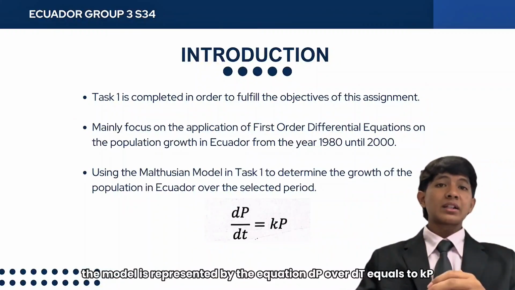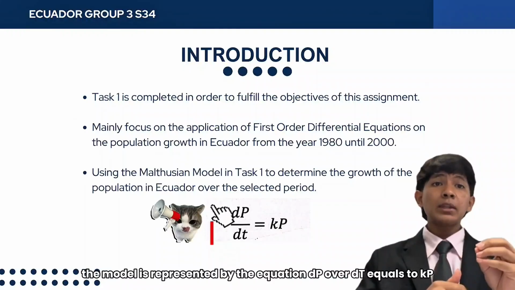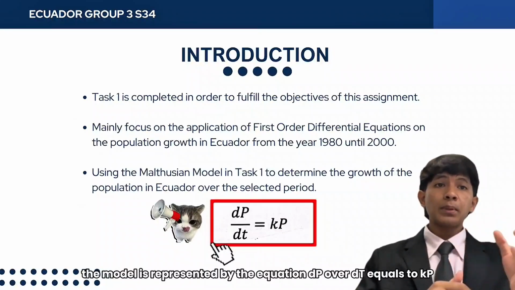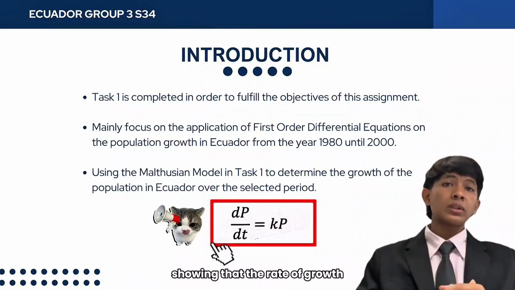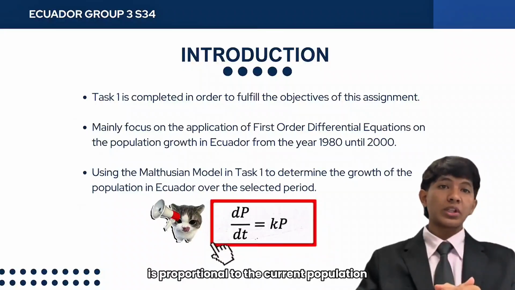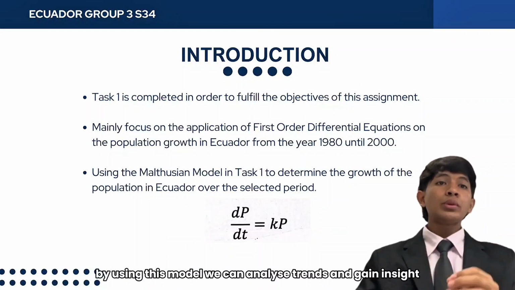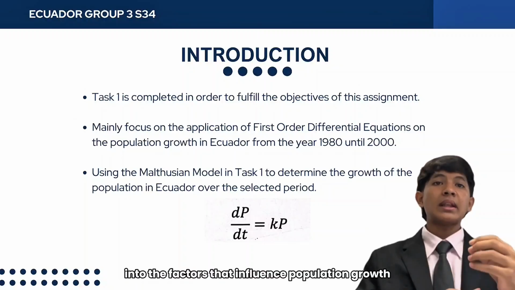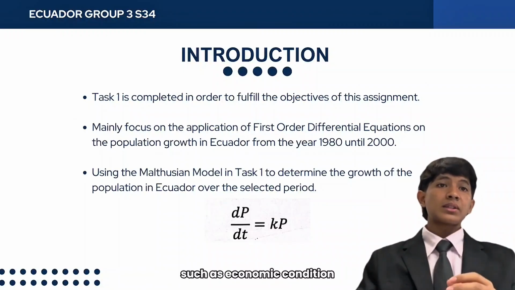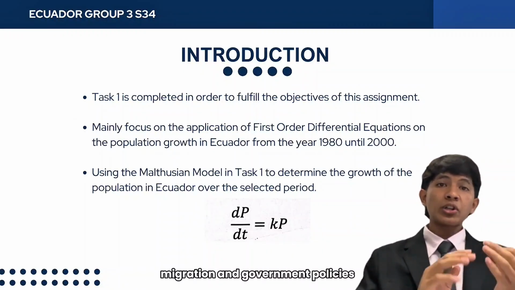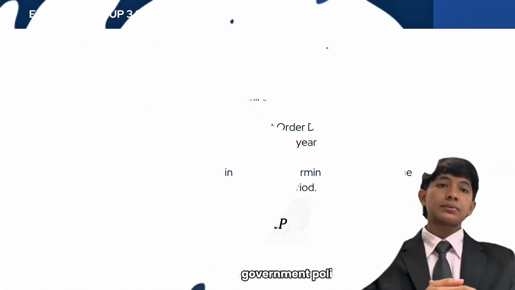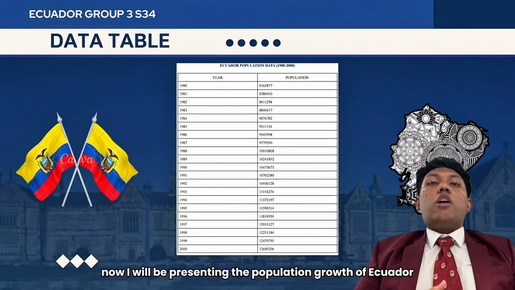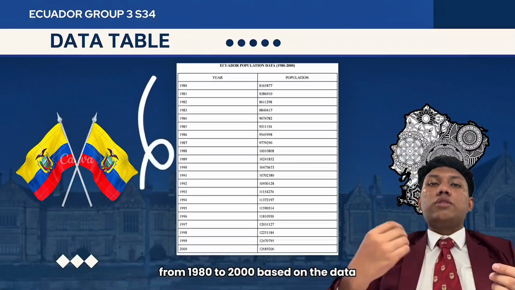The model is represented by the equation dP/dt = kP, showing that the rate of growth is proportional to the current population. By using this model, we can analyze trends and gain insight into the factors that influence population growth, such as economic conditions, migration, and government policies. Now, I will be presenting the population growth of Ecuador from 1980 to 2000.